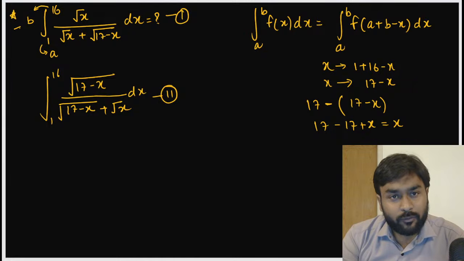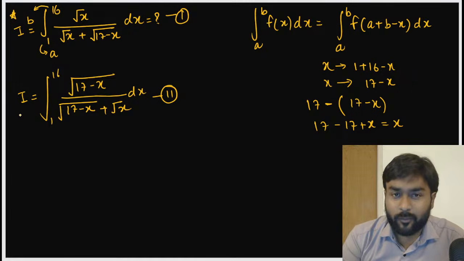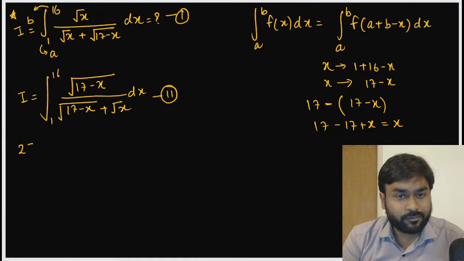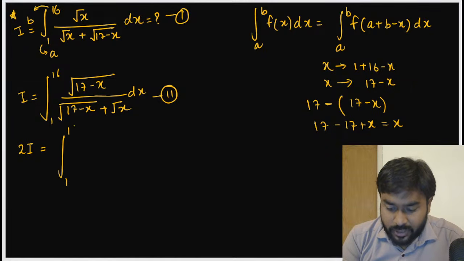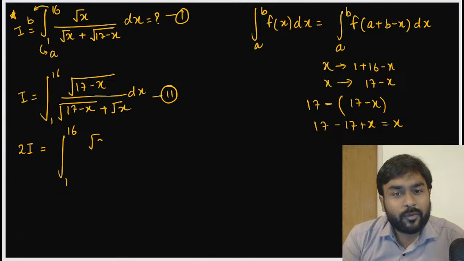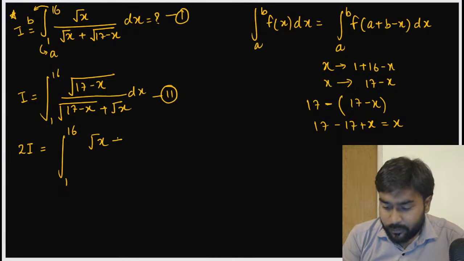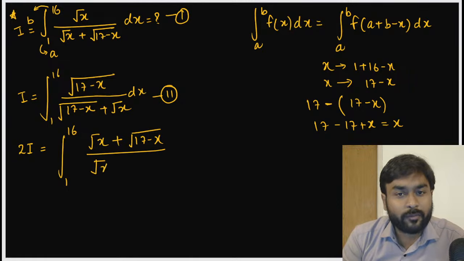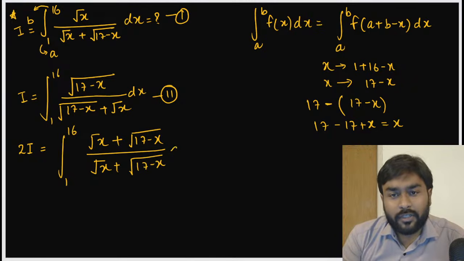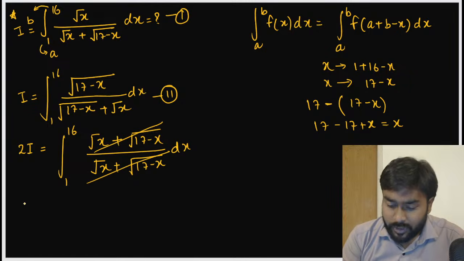Next, we add these two equations, and I plus I becomes 2I. So 2I equals integral 1 to 16, adding the two integrands. It becomes root x plus root of 17 minus x, and the same will come in the denominator. Then easily we can cancel, so this and this part will cancel. It will become dx only.